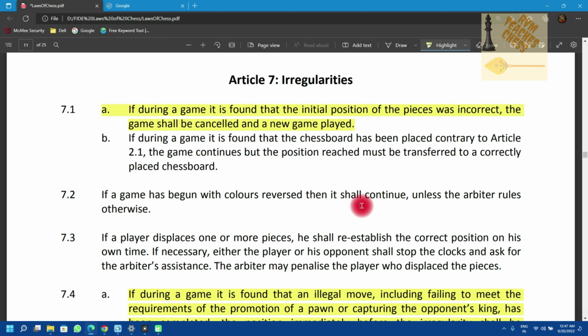So if you start the game without realizing that you have set up the pieces wrong, then if it comes to the notice of the arbiter, he would cancel that game and restart the game with the correct setup of the pieces and the board.